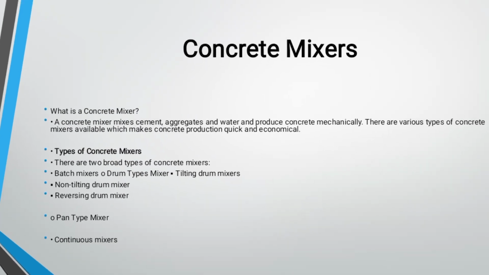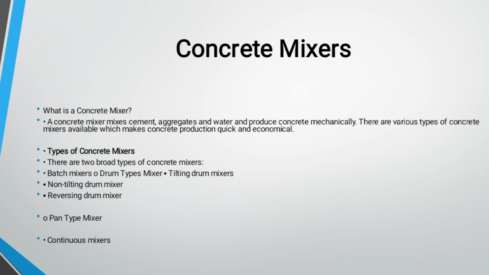Next, we are going to discuss concrete mixers. First of all, we have to understand what a concrete mixer is. The concrete mixer is used to mix cement, aggregates, and water to produce concrete mechanically. We have different types of mixers, and the broad classifications are two: the batch mixers and the continuous mixers. Under the batch mixers, we have two classifications: the drum type mixers and the pan type mixers.